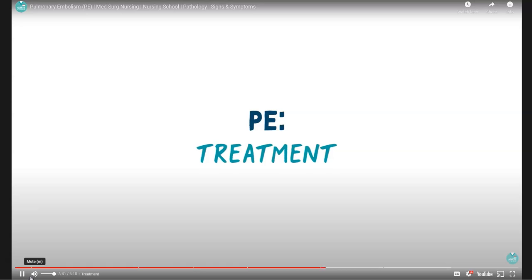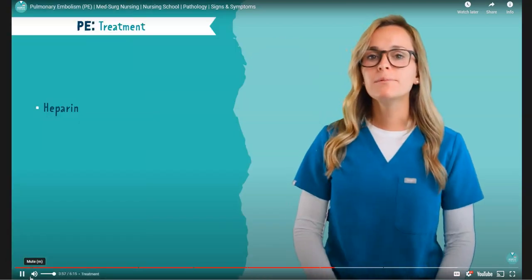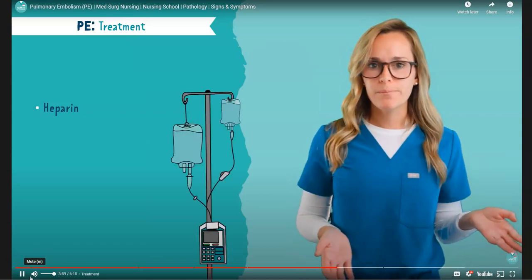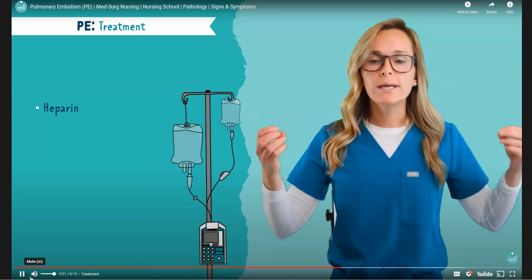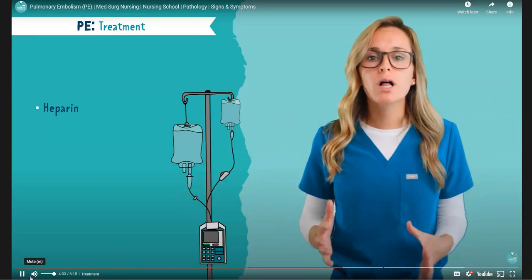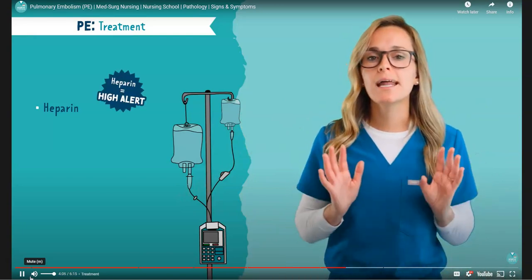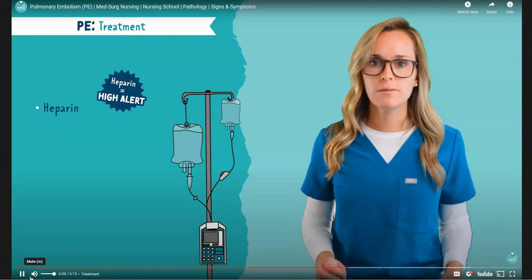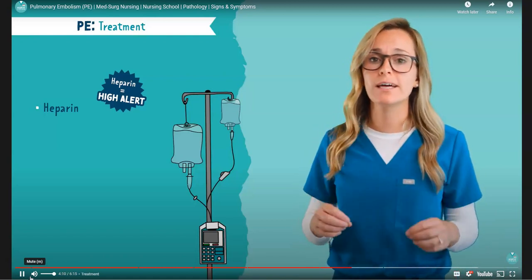Since pulmonary emboli can be life-threatening, once they are found and diagnosed, treatment begins immediately. Heparin will likely be administered, usually by an IV drip, to prevent the clot from growing in size and to prevent new clots from forming. Nursing tip: heparin is a high alert medication, meaning 2 nurses will need to verify this drug.